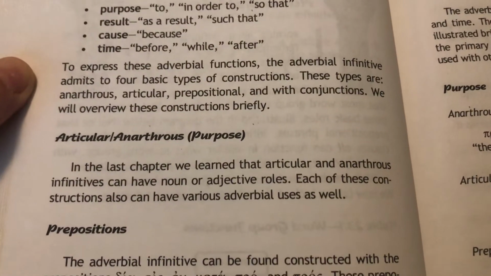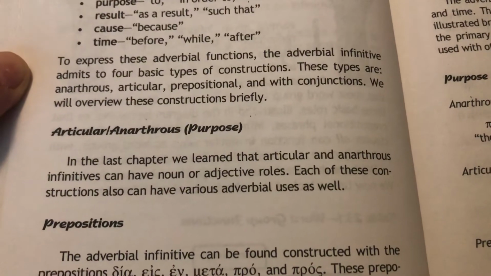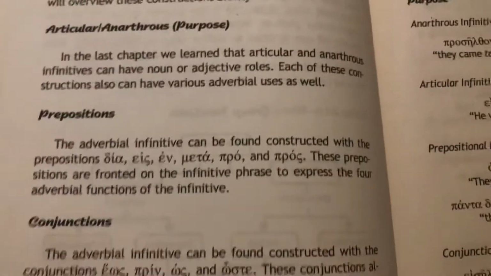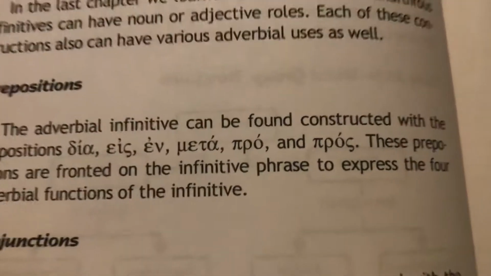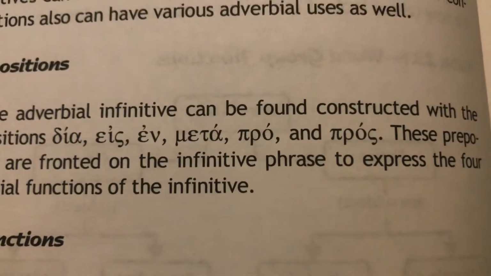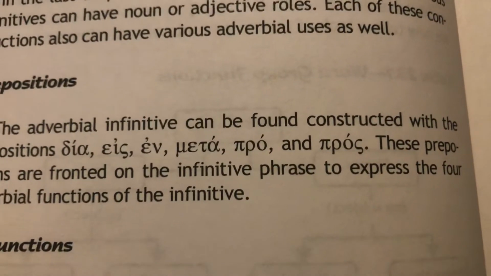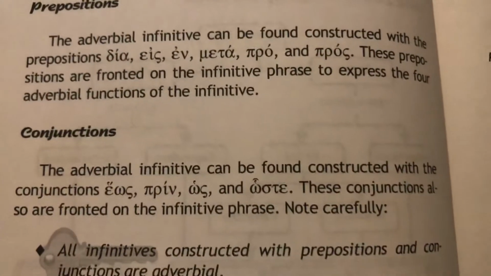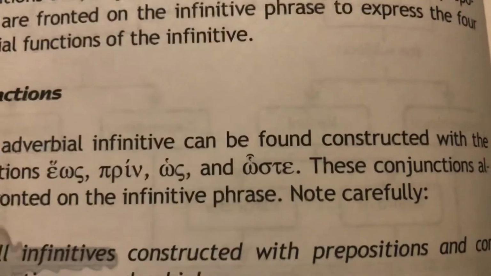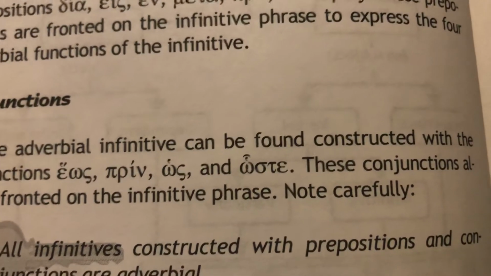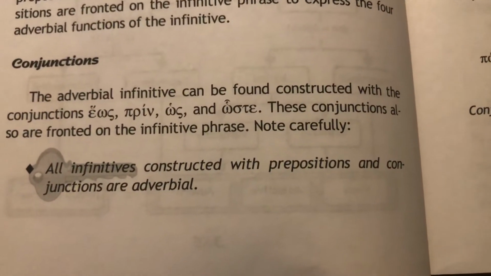They can be articular and anarthrous, just like when they had roles as noun or adjectival infinitives. And we will be using prepositions at times. So anytime that you see these kinds of prepositions, dia, eis, en, meta, pro, pros, you may want to look for an infinitive in the neighborhood. Similarly for conjunctions. When you see heos, prin, hos, and hoste, be aware that you might have an infinitive phrase.